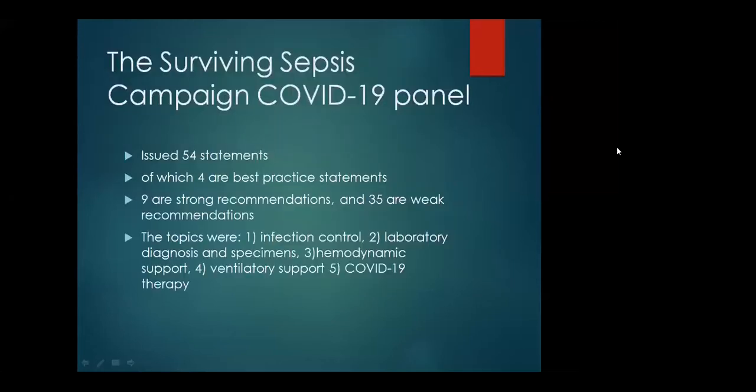Just the last slide here. The Surviving Sepsis guidelines for 2020, which specifically focus on COVID-19. They have issued 54 statements, of which 4 are best practice statements, 9 are strong recommendations, and 35 are weak. The topics were infection control, laboratory diagnosis, and how to do hemodynamic support, ventilatory support, and specific COVID-19 therapy.